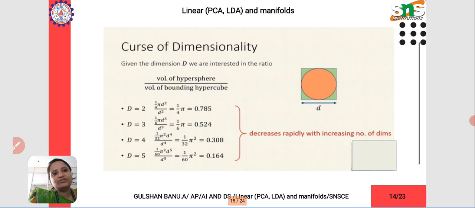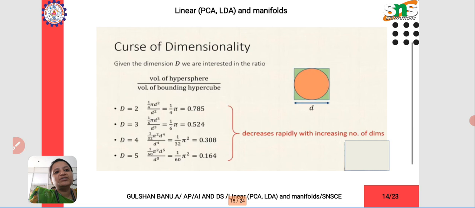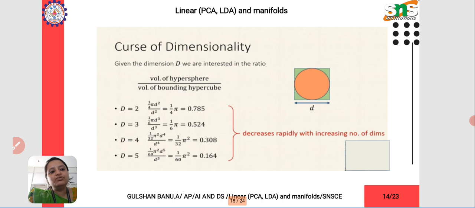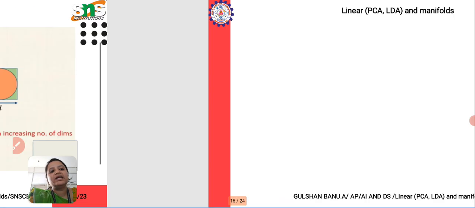Now, why do we need to address the curse of dimensionality? You have to reduce the number of dimensions in order to increase the performance on the data. To calculate it, there is a formula: the volume of the hypersphere divided by the volume of the bounding hypercube. We apply the different formulas associated with the hypersphere and hypercube to find this ratio, which decreases rapidly as the number of dimensions increases.